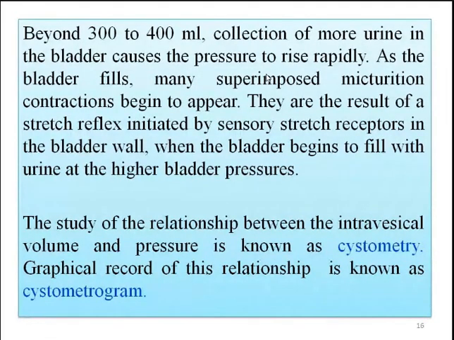Some micturition contractions appear. You remember the term micturition contractions. Some micturition contractions begin to appear. They are the result of a stretch reflex initiated by sensory stretch receptors in the bladder wall when the bladder begins to fill with urine at the higher bladder pressure. That is due to the micturition reflex only. These micturition contractions will start appearing when the intravesical volume rises more than 300 to 400 ml. Then only these micturition contractions will start to appear.